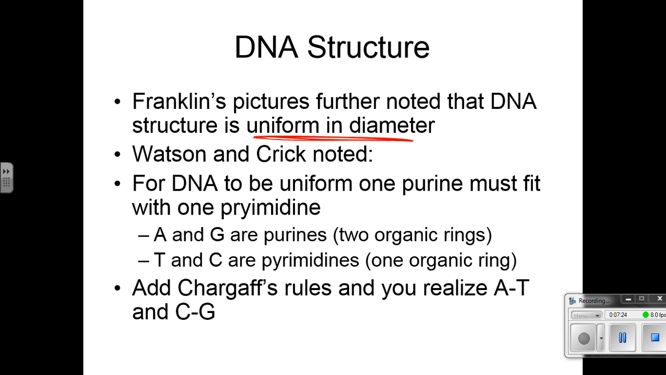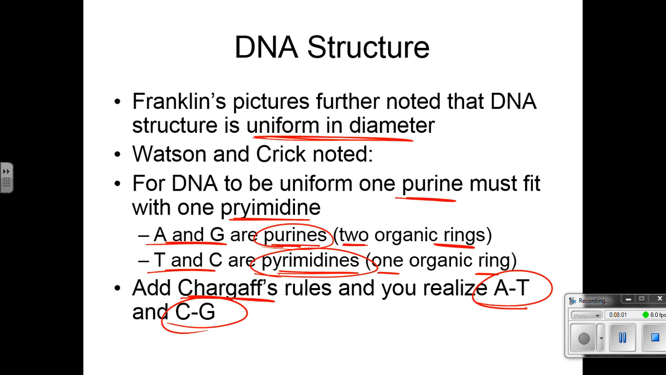In order for that to be the case, one purine must fit with one pyrimidine. Remember when I said a few slides ago that two of these have two rings, and two of them have one ring. The ones that have two rings are purines. The ones that have one ring are pyrimidines. And I remember this because two rings are larger, but the word is smaller, and one ring is smaller, but the word is longer. That's the best way I come up with things to remember it. Add that to what Chargaff said about the amount of A being equal to the amount of T, and the amount of C being equal to the amount of G, and you realize that A always has to go to T, and C always has to go to G.